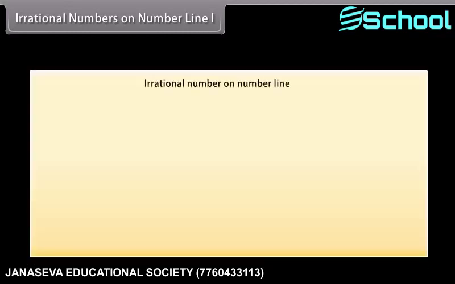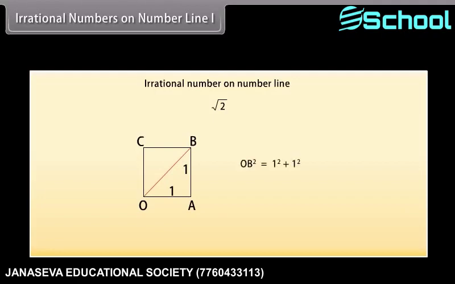Irrational numbers on number line 1. Now we will learn to locate an irrational number on a number line. Let us see where square root 2 is located on a number line. For this, we will first consider a unit square OABC with each side 1 unit in length. Now, by using the Pythagoras theorem, OB square is equal to 1 square plus 1 square, or OB is equal to square root of 1 square plus 1 square, which is equal to square root of 2.